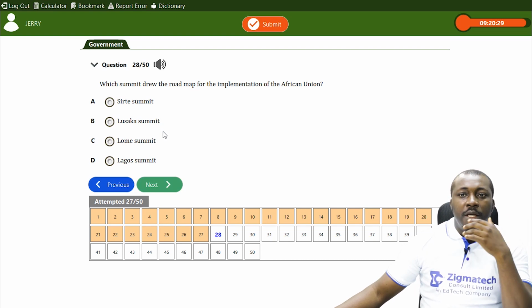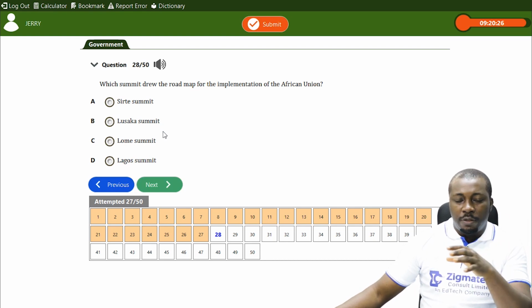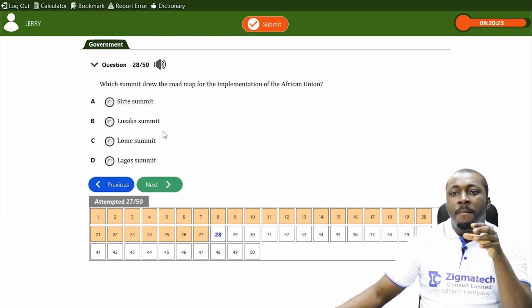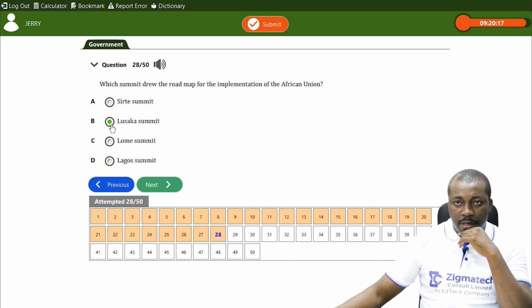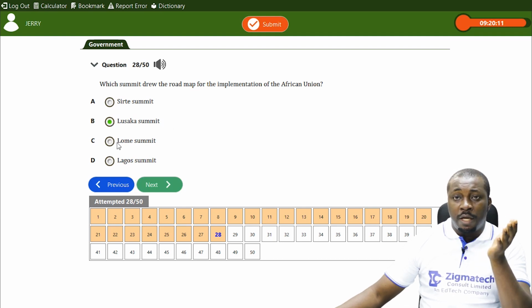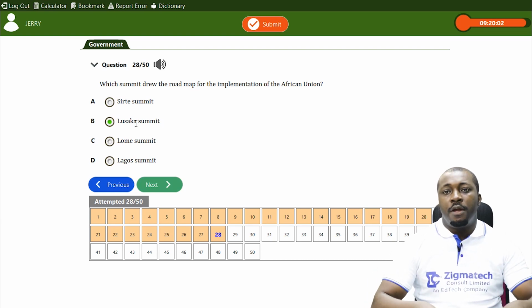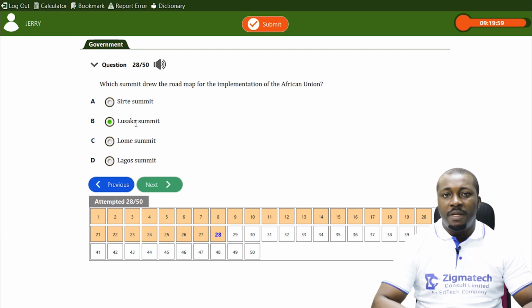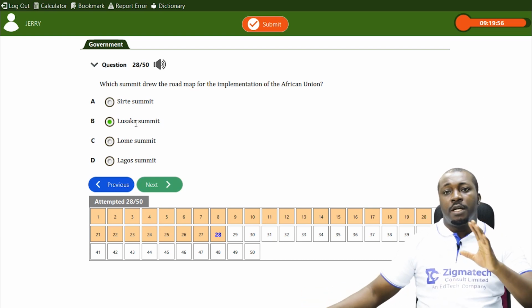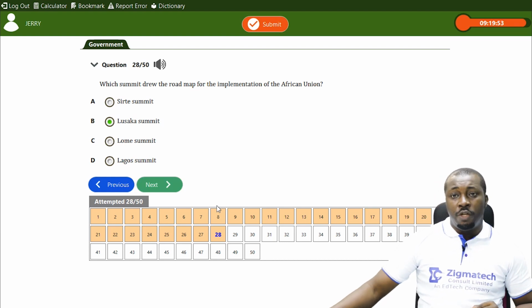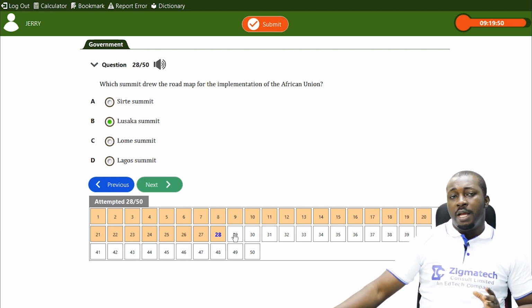The next stage is the drawing of the Constitutive Act that drew the roadmap for African Union, which is the Lusaka Summit in Zambia. Now, Lome Summit also worked in 2000. It was the Lusaka Summit that actually drew the Constitutive Act of the African Union. So this is the answer. Lagos Summit came later, so it's not right. So it's the Lusaka Summit in Zambia that actually drew the roadmap, because that's where the Constitutive Act, the Constitution of the African Union, was drafted.